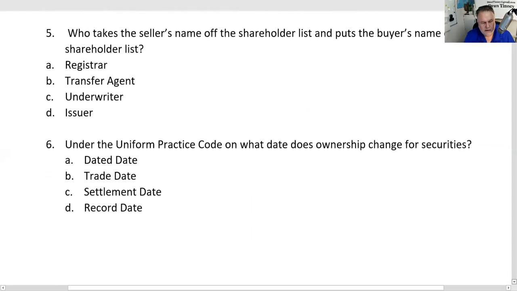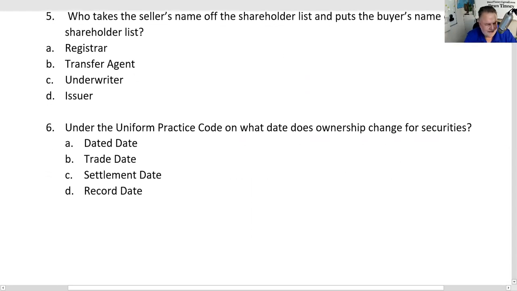Test question. The Uniform Practice Code standardizes trading within the securities industry. You can imagine what a mess the securities industry would be if everybody was conducting business differently. And so we all agree we're going to do business the same way. If I would have said, under the Uniform Practice Code, when does somebody agree to terms? That would be the trade date. Settlement is when ownership changes hands. That's C. That is C.